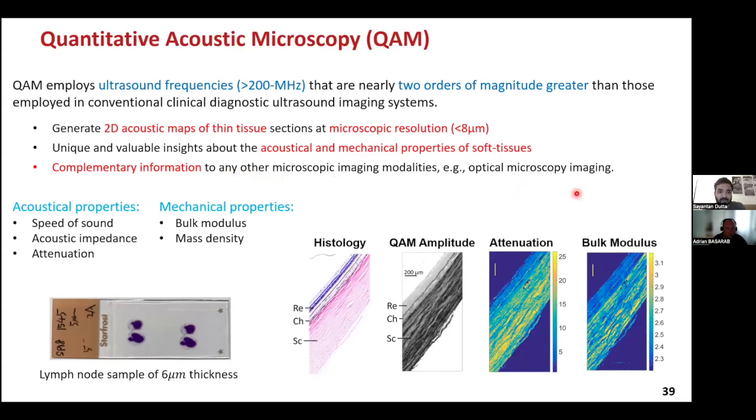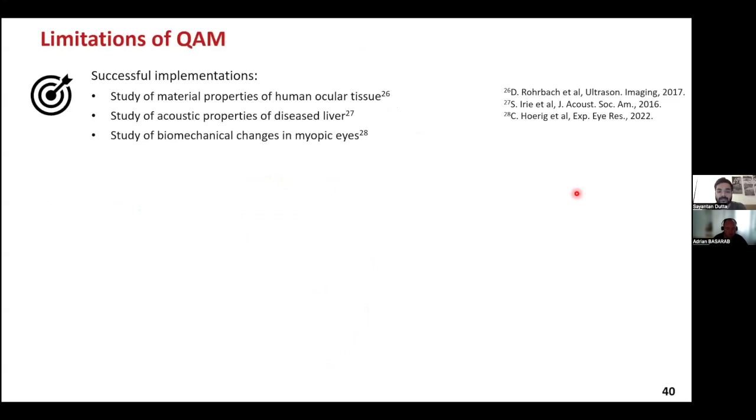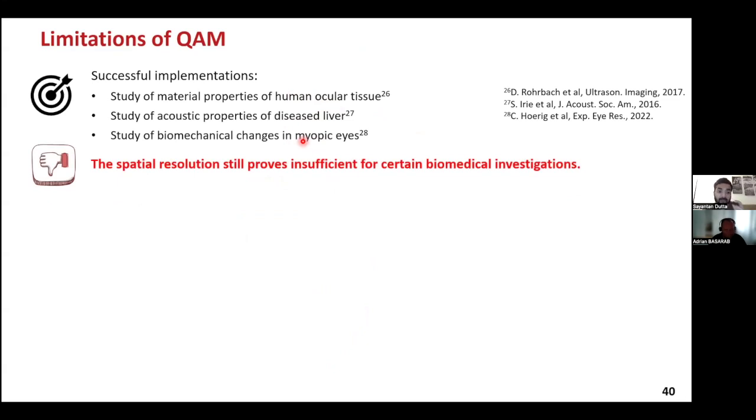Now this quantitative acoustic microscopy has been successfully implemented in different types of medical diagnosis, for example, human ocular tissue characterization, liver diseases, and myopia study. So it is quite successful in these different types of problems. But the spatial resolution of the acoustic microscopy is limited for some short-term medical applications.